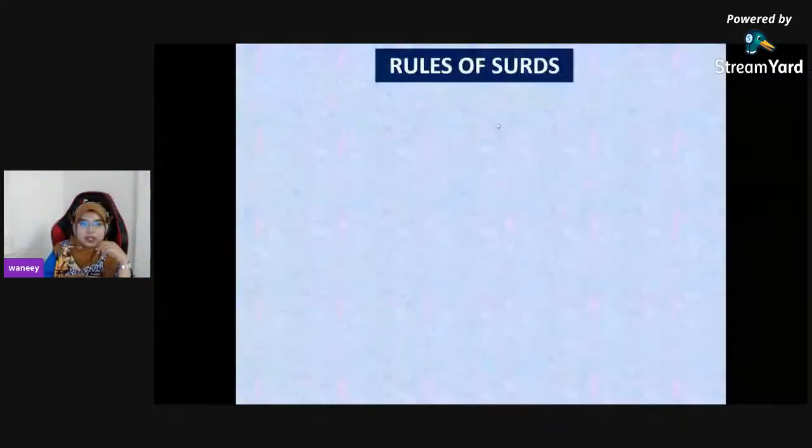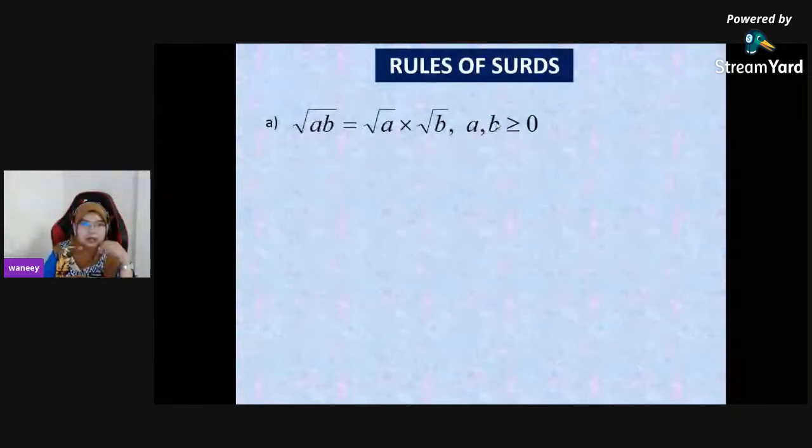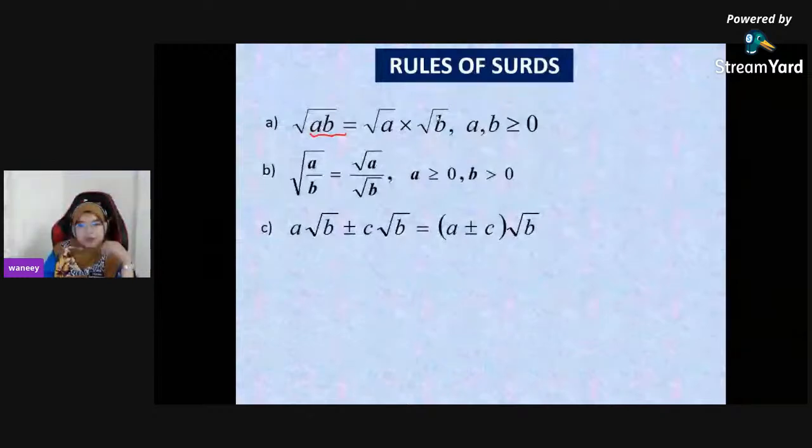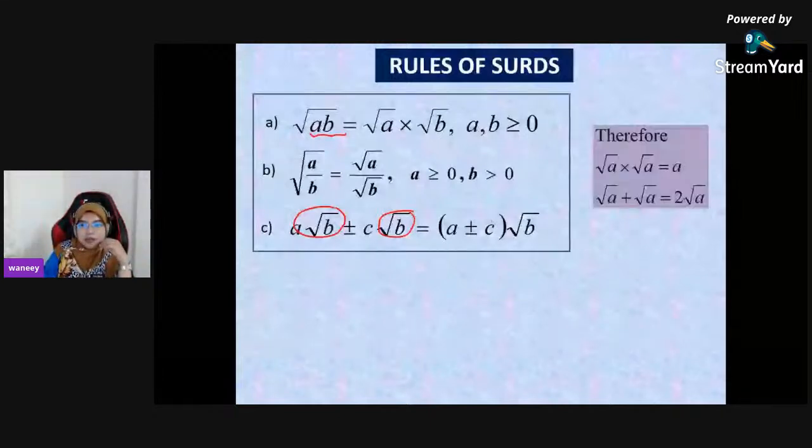Okay, so surd rules, we have a few things. Square root of A times B: if you have some multiplication inside of the surd, we can separate it, so root A times root B. And square root of A over B is root A over root B. A root B plus or minus C root B: if both of them have square root of B, we can add A and C together, or subtract them, so it will become A plus C or A minus C times square root of B. Therefore, root A times root A is simply A. Root A plus root A comes to 2 root A.